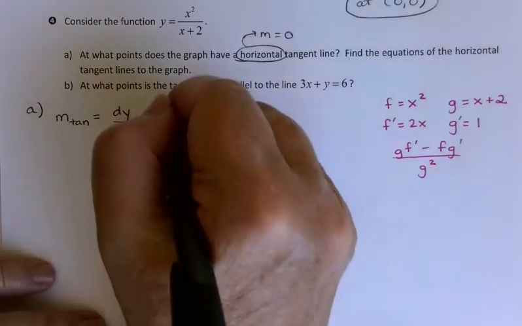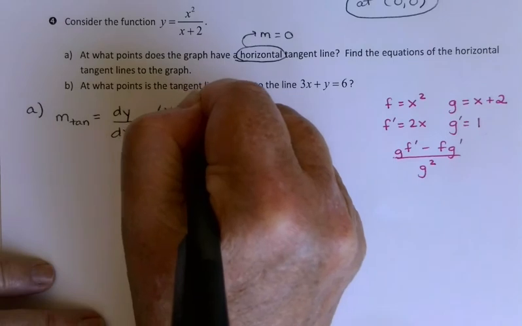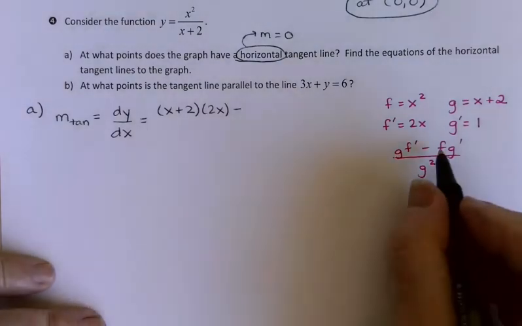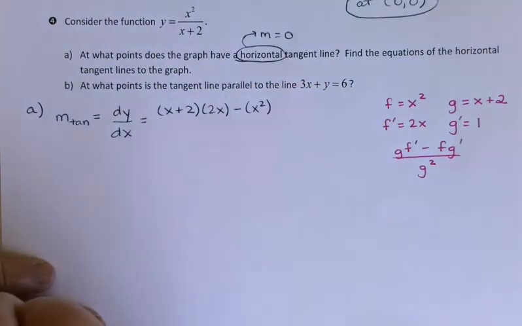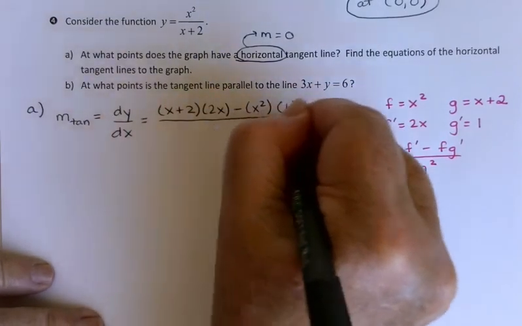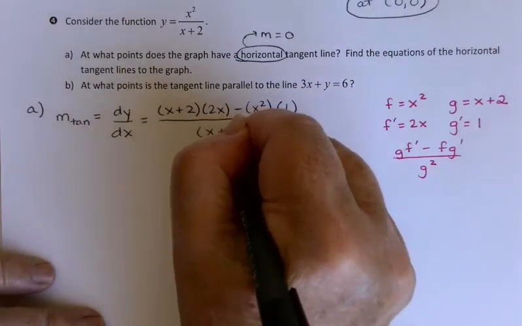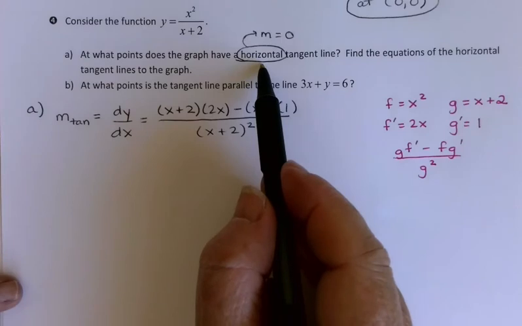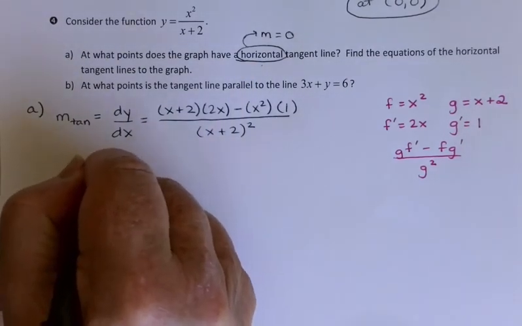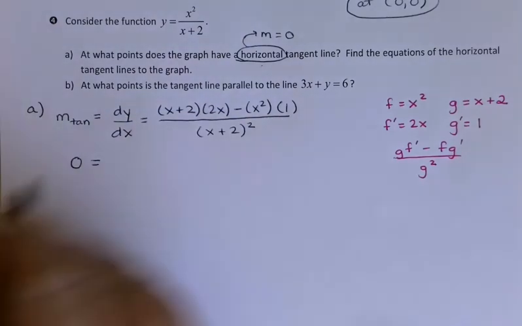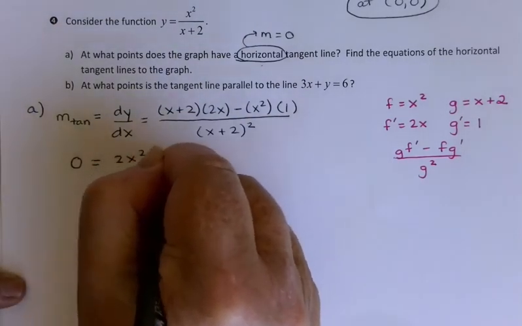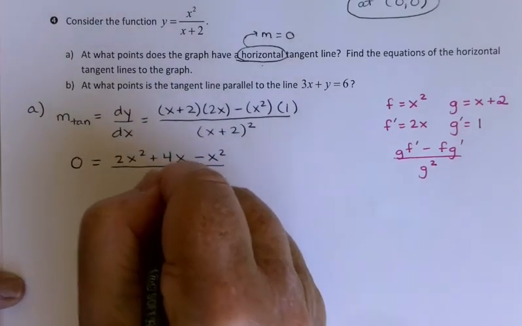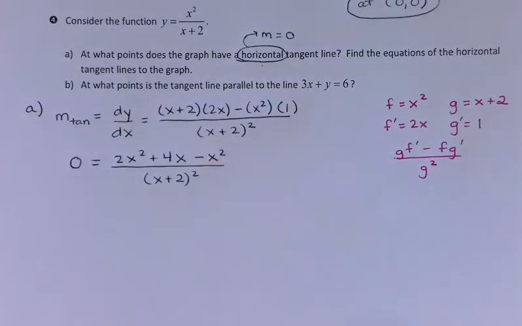So let's see. G is x plus 2 times f prime, which is 2x, minus f, which is x squared. G prime is 1 over x plus 2 squared. Again, I was looking for a horizontal tangent, so I want this slope to be 0. And I'm just going to go ahead and simplify that numerator. 2x squared plus 4x minus x squared over x plus 2 squared.